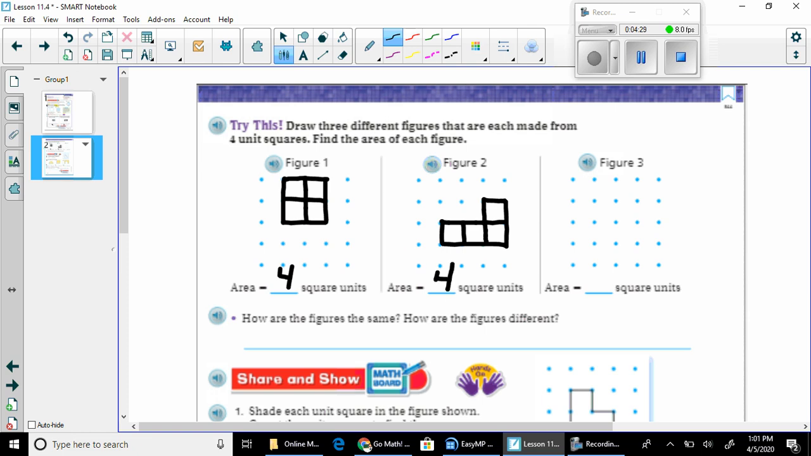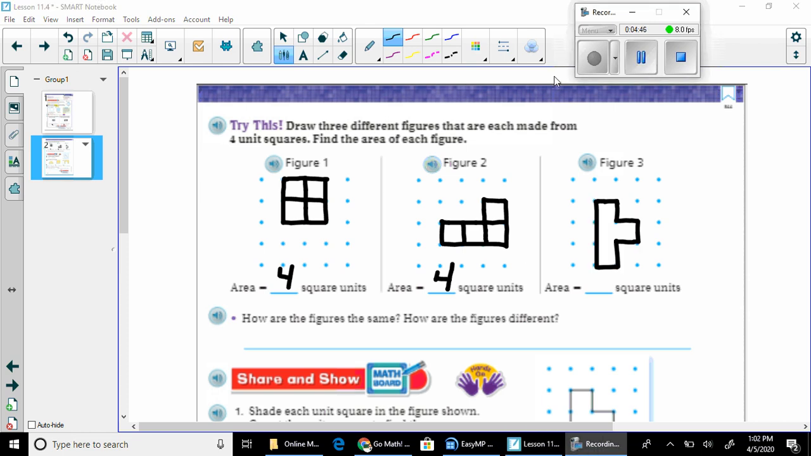All right, same thing for figure 3 or part 3. You'll go ahead and pause the video and I will draw my shape, and again we will compare. We should have not the same shape, but it should be equal to 4 square units.